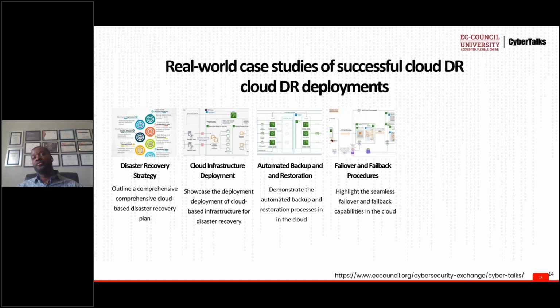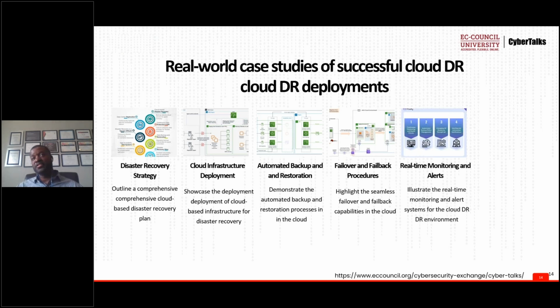Failover and fallback procedures were tested and proven. In these examples, systems switched over to alternate environments automatically and smoothly returned to their primary locations once restored. Real-time monitoring and alerts added another layer of confidence. Each detection, combined with intelligent alerting, meant recovery teams could act quickly, often before users even noticed any issue.